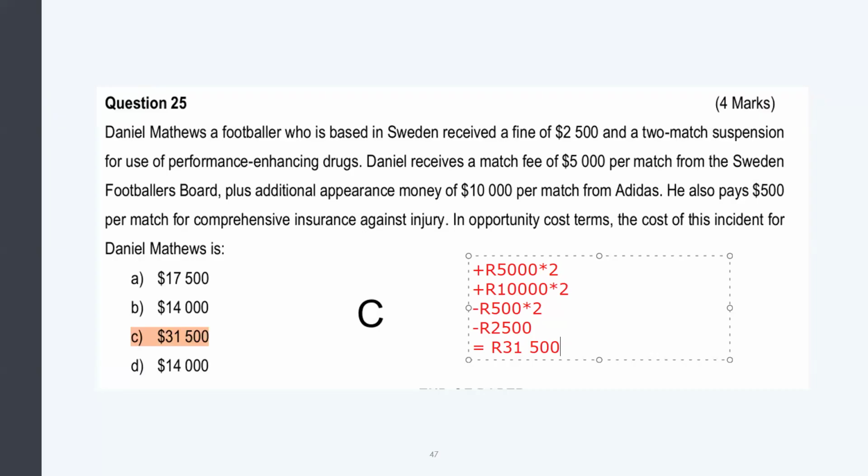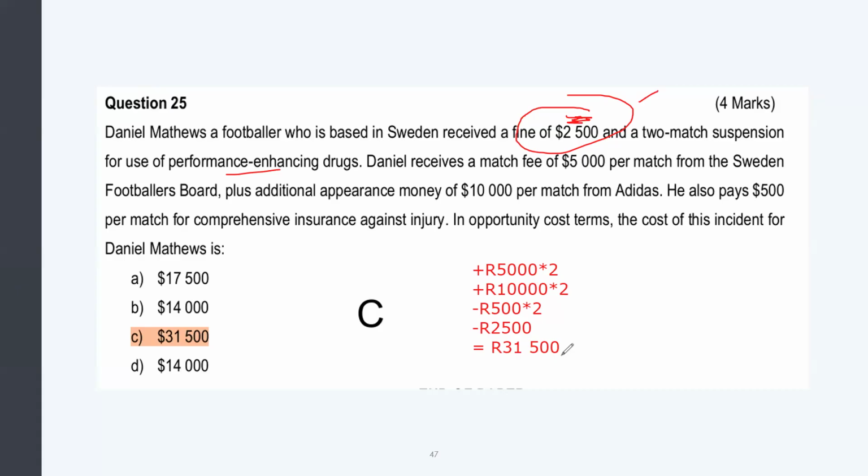He has lost that money because of the decision, right? The alternative foregone is 31,500. If he had not taken the drugs, he would have 31,500. But because he chose to take the drugs, he lost 31,500 from the organization. The one that I know is vexing some of you is this 2.5, why I have included it. The reason why we included it is because if he had not taken the drugs, he would not have paid this. It would be in his account. But because he chose to take the drugs, it's now minus on his account. So it's money that he is going to lose, plus all of the other money that we talked about.